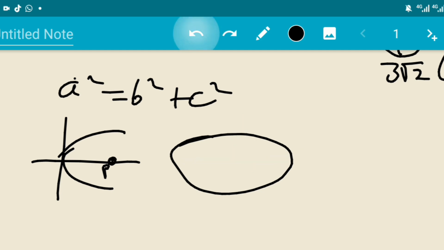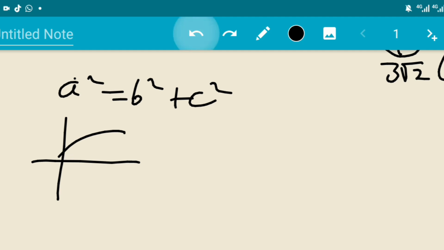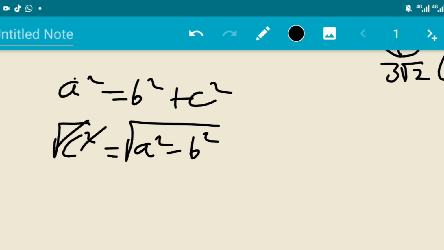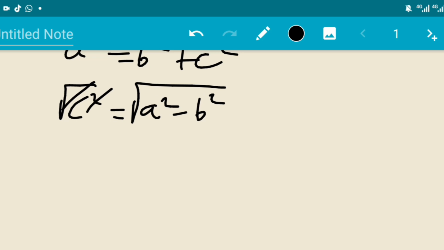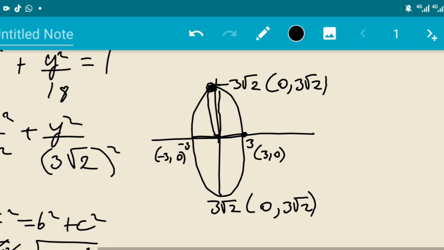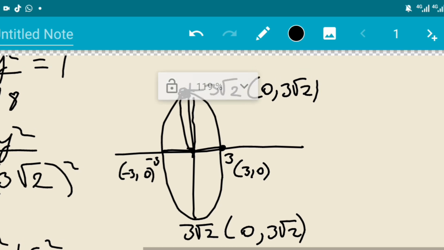Okay, so let's solve for C. We're going to have C squared is equal to what? A squared minus B squared. Then we take the square root of both sides. We cancel that out. We cancel that out. We'll have C is equal to what is our A? Again, A is the longest distance. A is in the major axis, and you get the positive value.